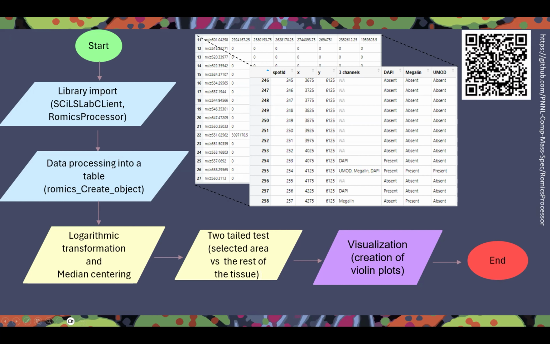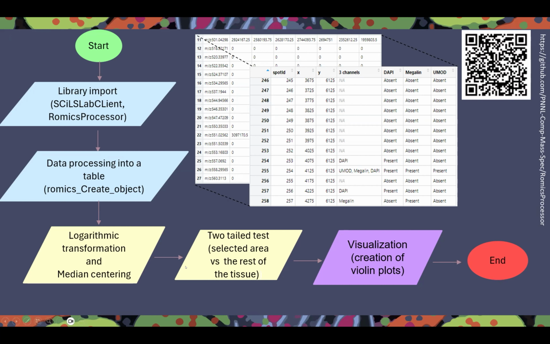We then put all the data together into a huge data frame using a function called aromics create object. And here is an example of two sets of data that I am trying to bring together into a huge table containing our mass to charge ratio values with the intensity, as well as the XY coordinates and the channel annotations. We then perform on this huge table logarithmic transformations and median centering, which helps us to normalize our data and perform further stats on it.